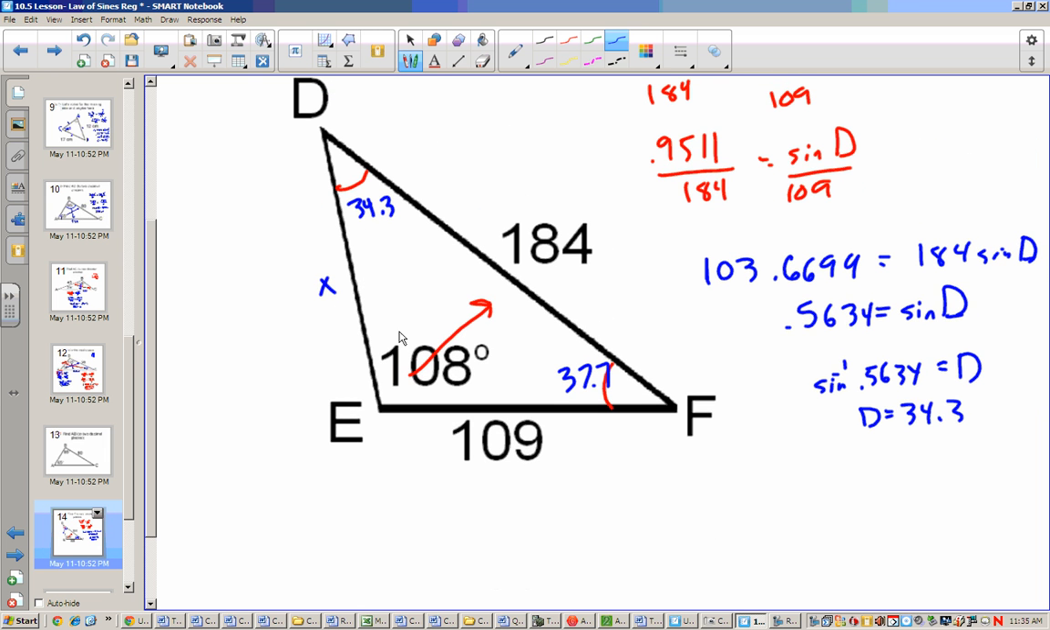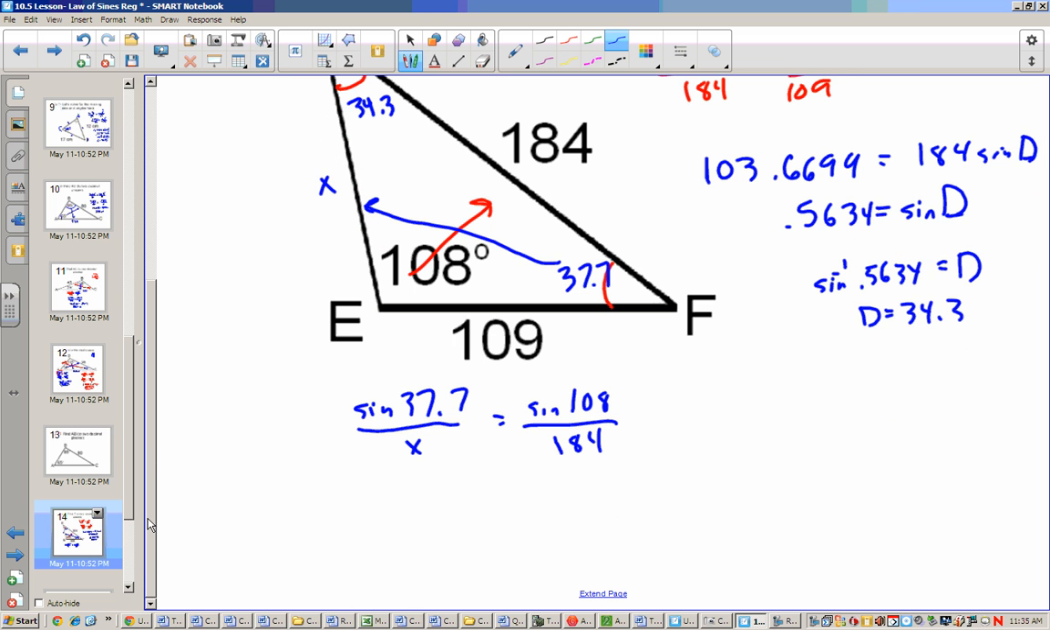Alright, if I want to find that side X, I'll take the sine of 37.7 over X, and to use better numbers, not rounded, I'll use 108, so I'll do the sine of 108 over 184. Now, when I find my values, I'll take the sine of 37.7 to get 0.6115 over x, sine of 108, 0.95105, so if I round it up, I'll get there. And so now 0.6115 times 184, that's 112.516.